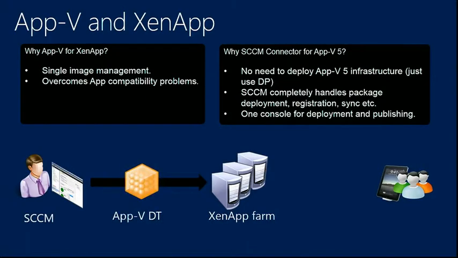So the concept would go like this. Let's say you're the administrator on the SCCM side. You would go through this process of importing your App-V DT, or deployment type, package. And then that package gets delivered to the XenApp server farm via PowerShell. And effectively, the user has that deployment type option for them to launch that package from the iOS device or Windows device, whatever they choose.